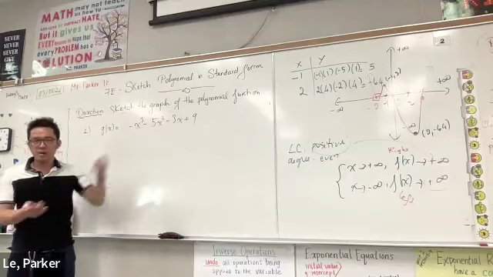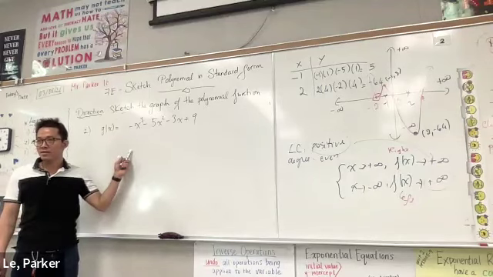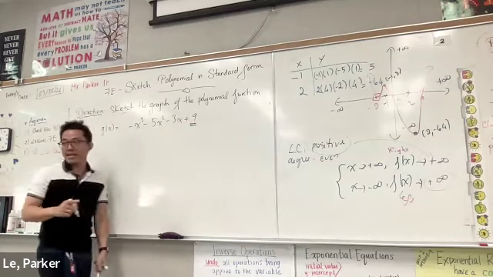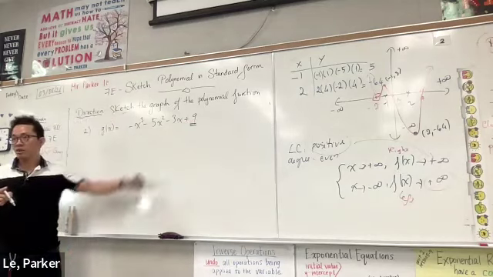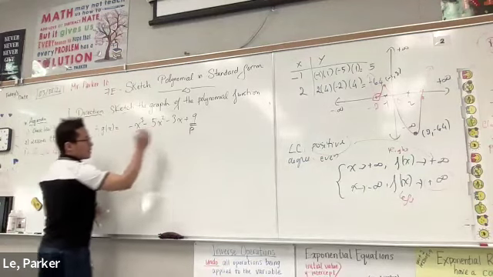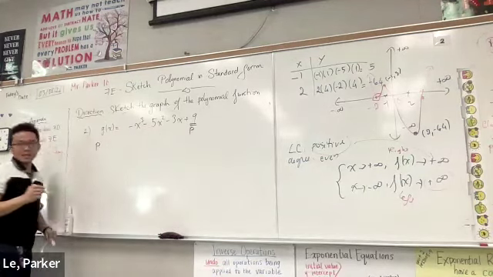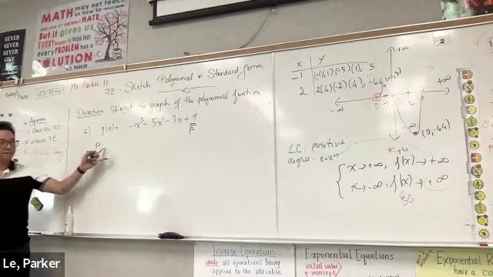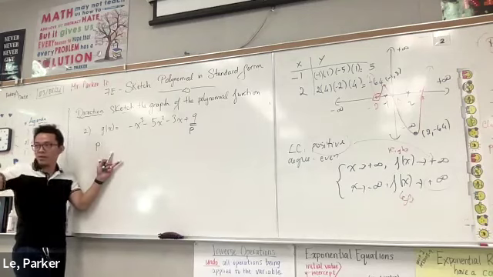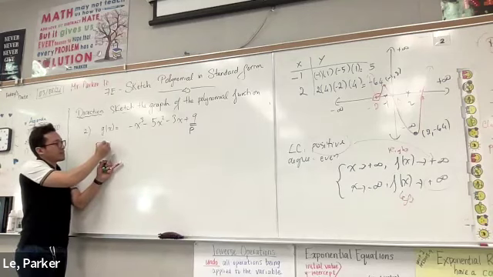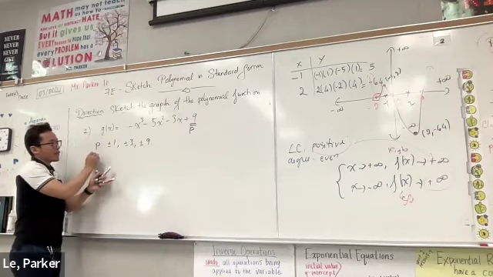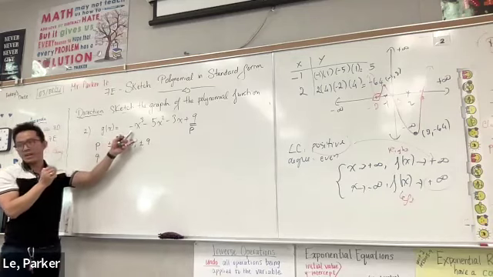So P and Q. Do you want me to review P and Q? Okay, let's do that. P is the constant. The constant here is 9, so this is the P. Can you give me all the factors of 9? Plus minus 1, plus minus 3, plus minus 9. That's it, right? Q is -1, right?